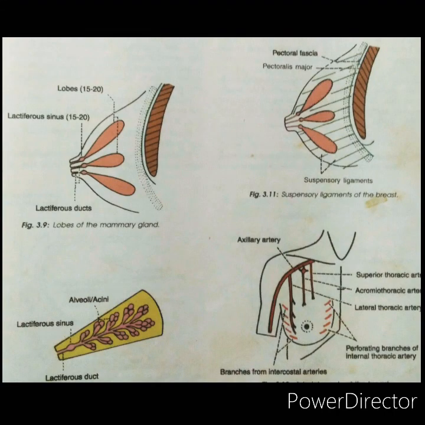The parenchyma is made up of glandular tissue which secretes milk. The gland consists of 15 to 20 lobes. Each lobe is a cluster of alveoli and is drained by a lactiferous duct. The lactiferous ducts converge towards the nipple and open on it. Near its termination, each duct has a dilatation called a lactiferous sinus. Alveolar epithelium is cuboidal in the resting phase and columnar during lactation.